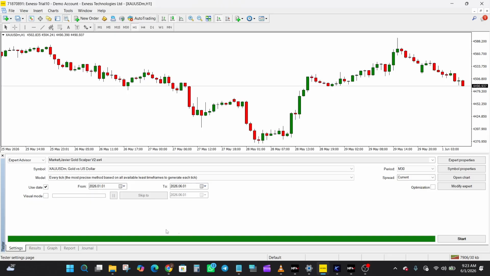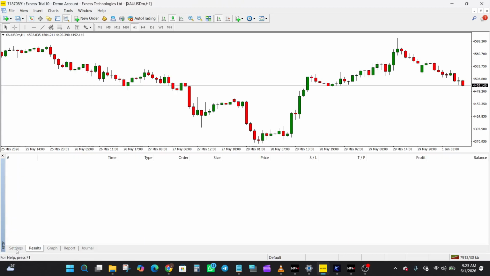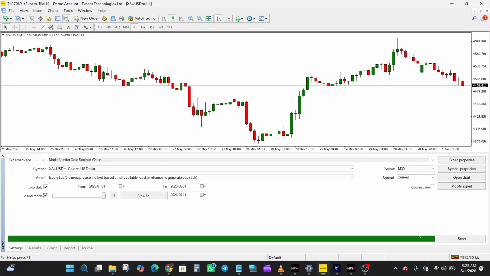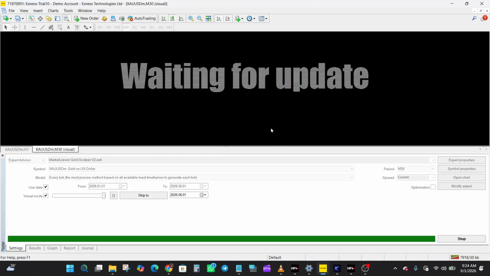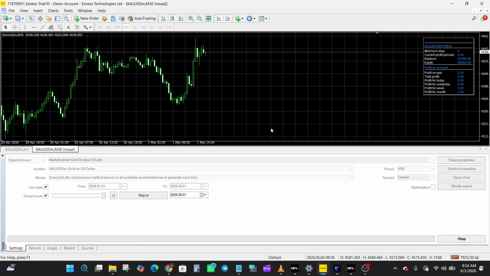Since we didn't have any trade taken based on this test result, let's enable the visual mode and click on start. Let's see exactly how the EA is going to execute trades, and compare it based on the information that we already have from the MQL5 Marketplace. I want to focus primarily on the behavior of the system throughout different market phases rather than looking only at final performance figures.